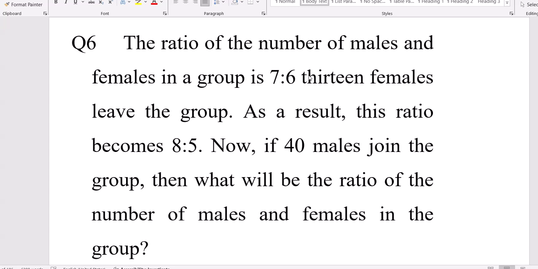You see the first question, this is the doubt given by one of your friends. The ratio of the number of males and females in a group is 7:6. 13 females leave the group. As a result, this ratio becomes 8:5. Now, if 40 females join the group, what will be the ratio of the number of males and females in the group? This topic comes under the ratio and proportion concept.